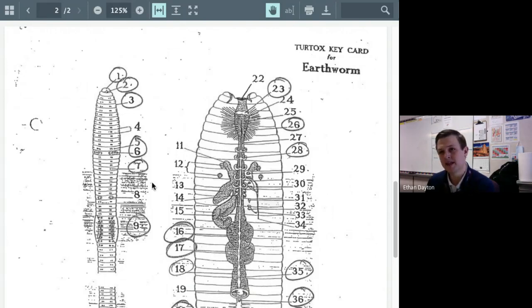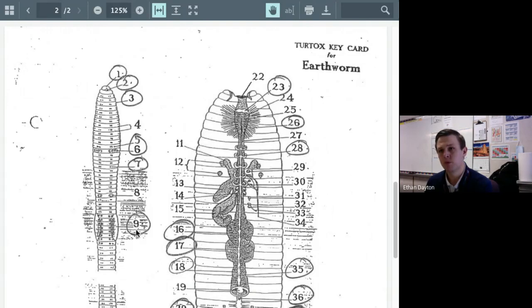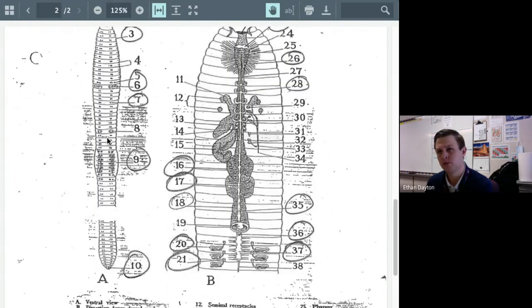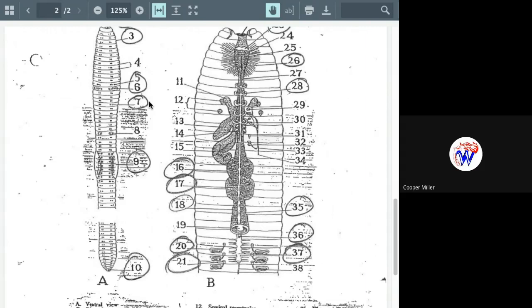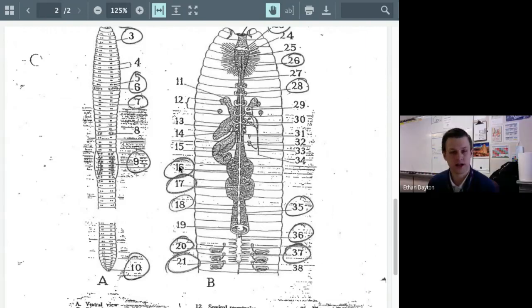Don't worry about 8. That's talking about genital setae. Don't worry about it. Number 9 is referring to this band, this smooth band of skin on the earthworm. It produces a slime, and this band of skin shows that the earthworm is mature and can reproduce. Cooper, what's the name of that? Number 9. The clitellum. Yeah, very good.